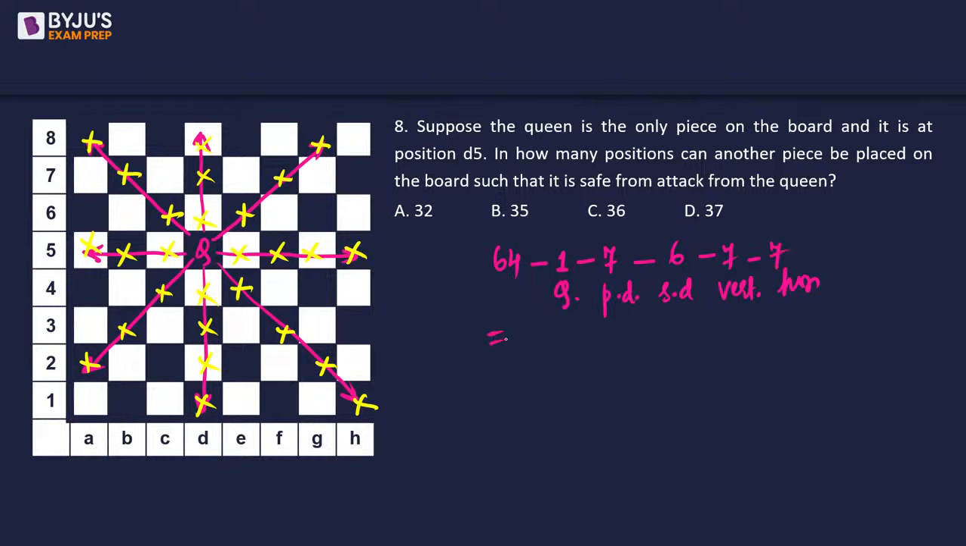Right? So this is going to be 64 minus 7 plus 6 plus 7 plus 7, that is 28. So 64 minus 28 is going to give us 36. So there are 36 places wherein we can place any of the other pieces, and it's not going to be attacked by the queen, right? Answer is going to be C, 36.